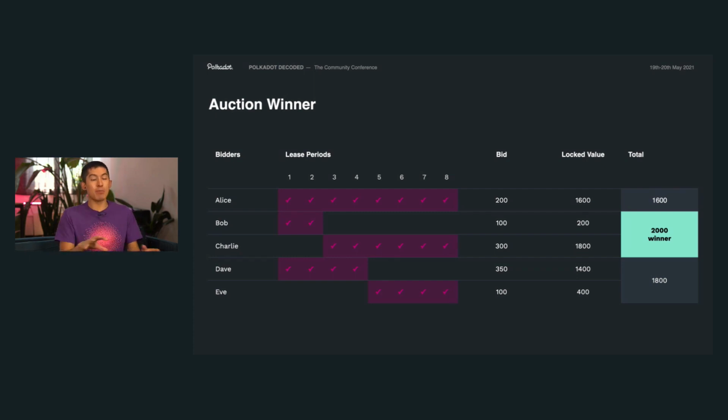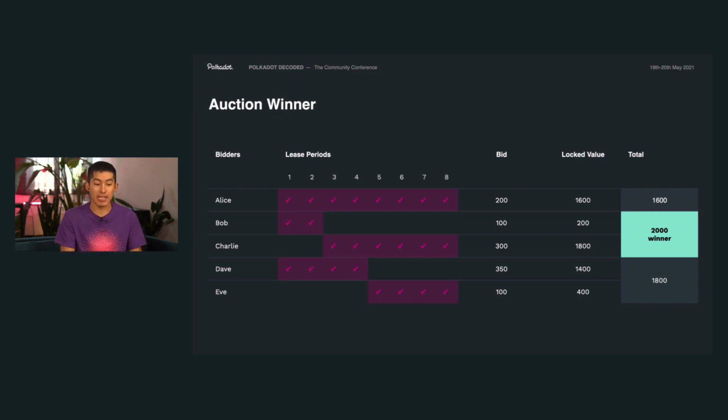Now, bidding is a little bit more complex than you might think. So let's look at a hypothetical snapshot from the ending period, which I've shown here. You can see there isn't just one bid with one winner, but actually multiple bids happening at any time. Remember, the slot is broken up into 8 lease periods. So when you have bids, any bidder can select among those lease periods which ones they want.